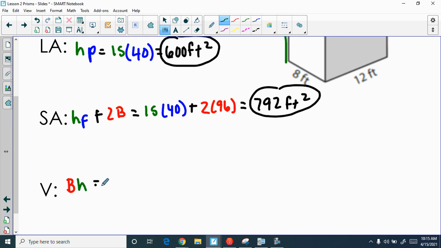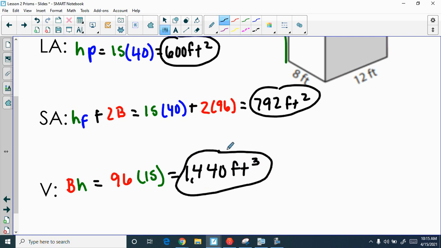which gives us 96 times 15, or 1,440 feet cubed. Okay, so that was the rectangular prism.